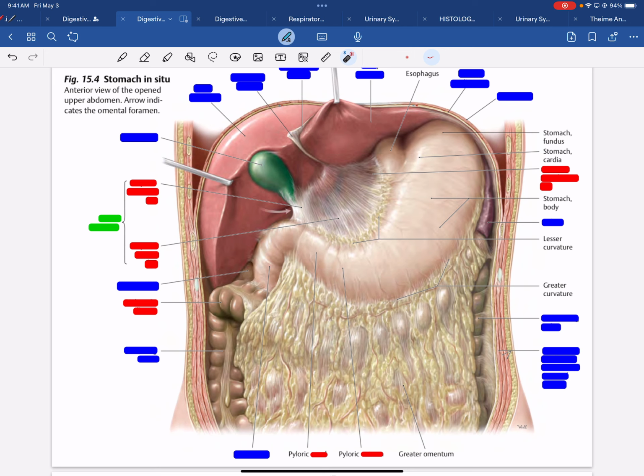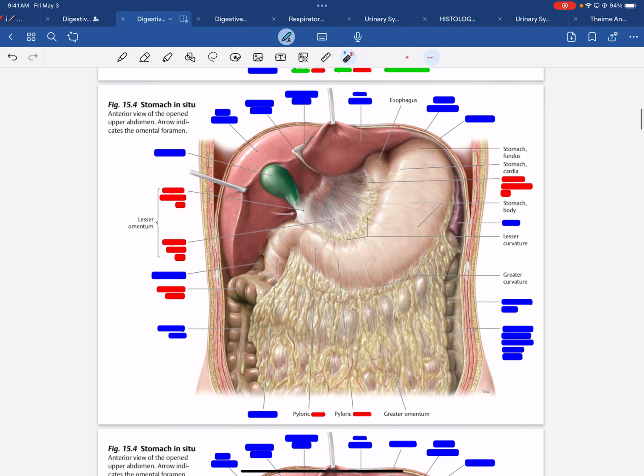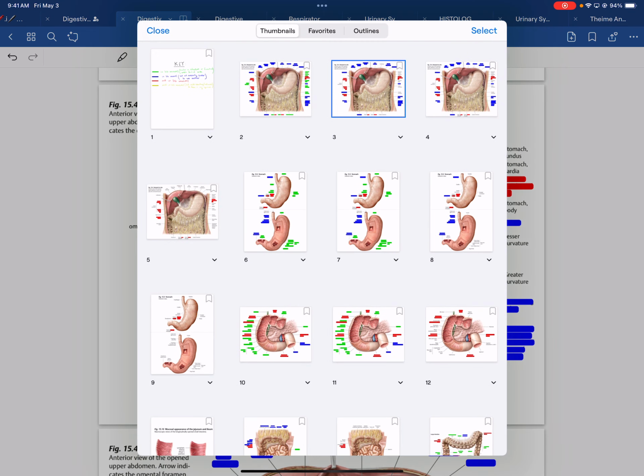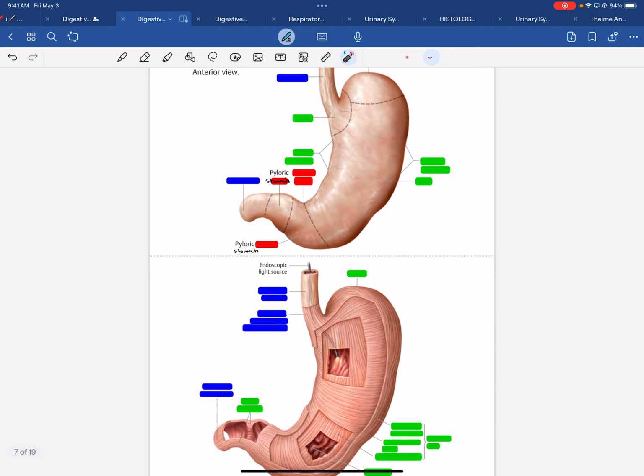All right. What is this structure again? Good, the lesser omentum, good. All right. And then you guys can do the other ones later.